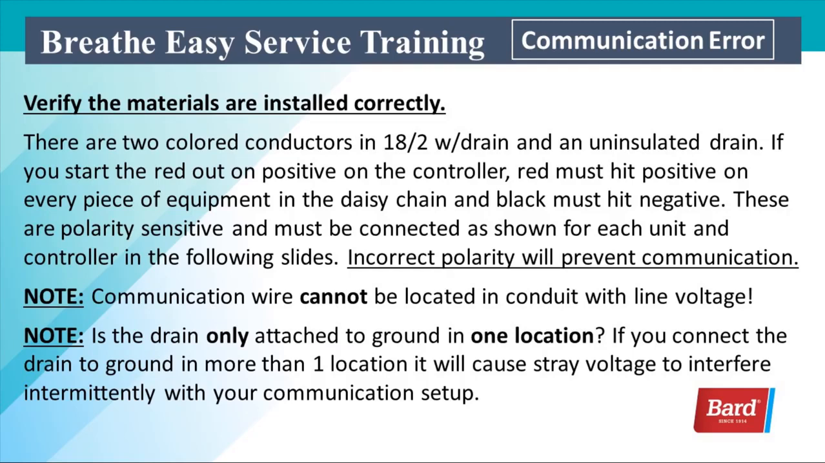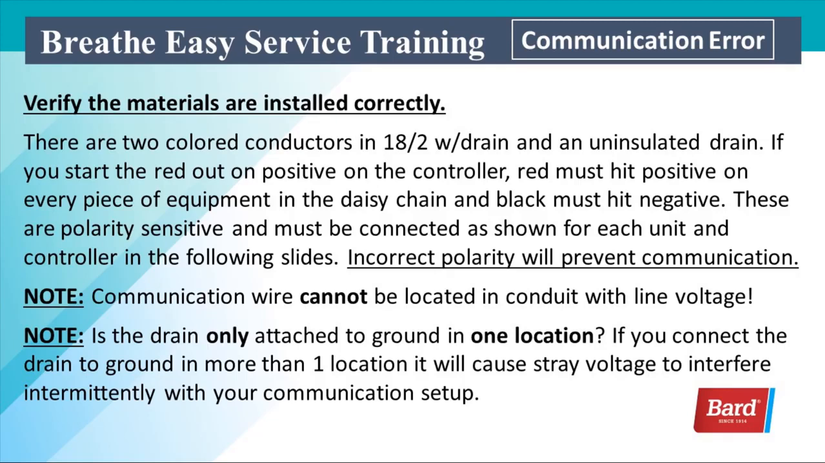If you start out with red on positive on the controller, red must hit positive on every piece of equipment in the daisy chain and black must hit negative. These are polarity sensitive and must be connected as shown for each unit and controller in the following slides. Incorrect polarity will prevent communication.